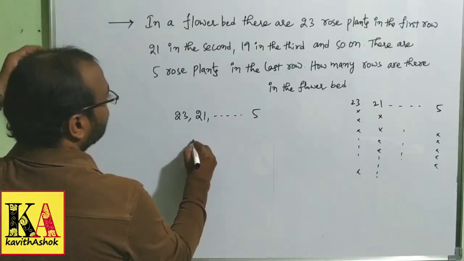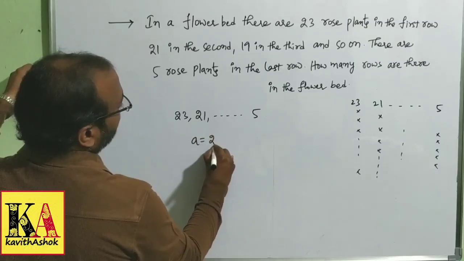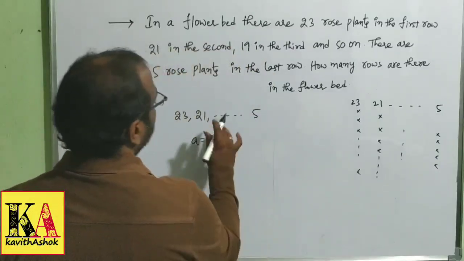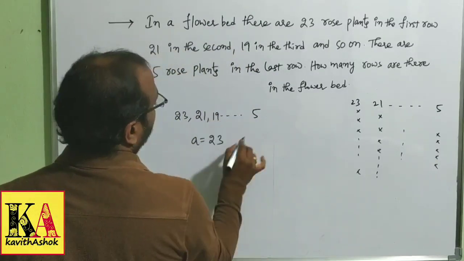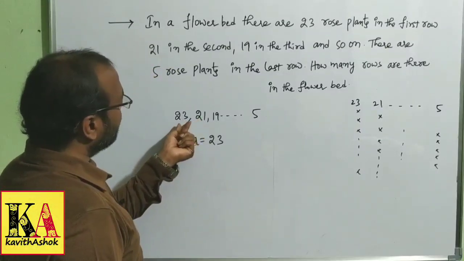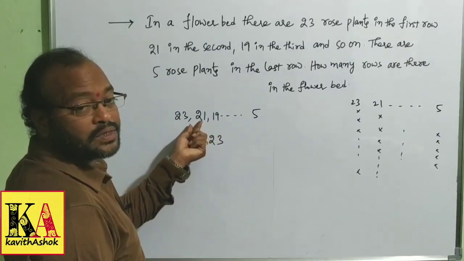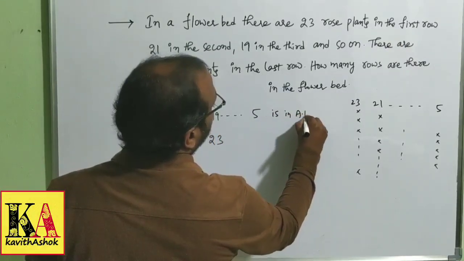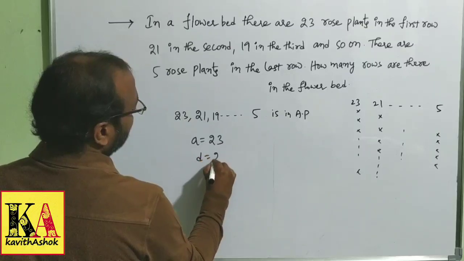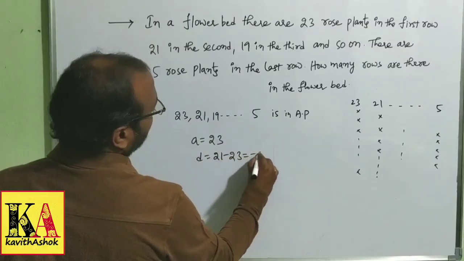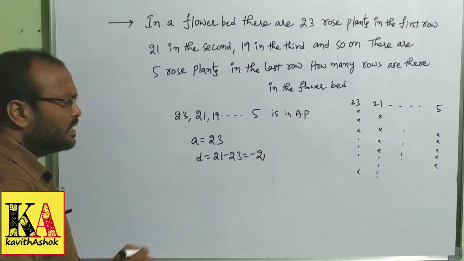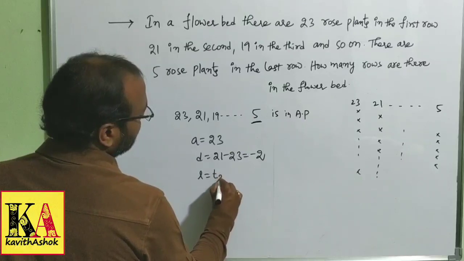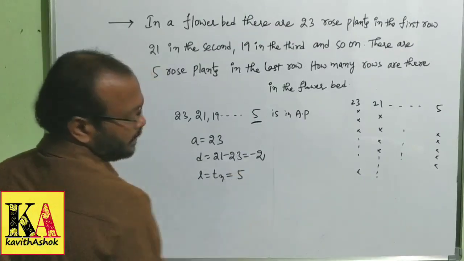Here the first term A is 23. There are 23 rose plants in the first row, 21 in the second, 19 in the third. The common difference is 21 minus 23, which is minus 2, and 19 minus 21 is also minus 2. So this is an arithmetic progression with common difference D equal to minus 2. Two parameters are there, so it is easy to calculate. The last term is also given: Tn is 5.